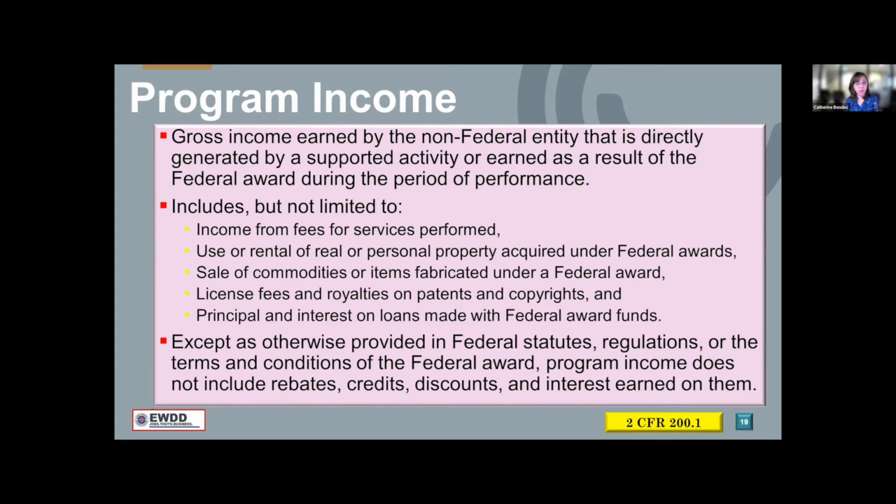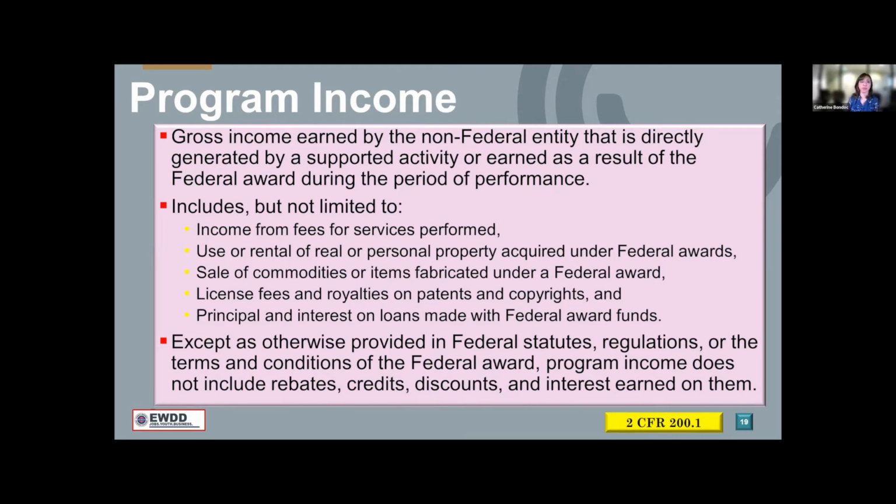So program income does not include rebates, credits, discounts that you may earn. Those are what we call reduction of expenditures because they're not income. So when you receive those, you should be reducing that expenditure that you're billing to the city. If you receive credits, rebates, okay? If we close the grant already, those that you're getting after we close, they go back to us.